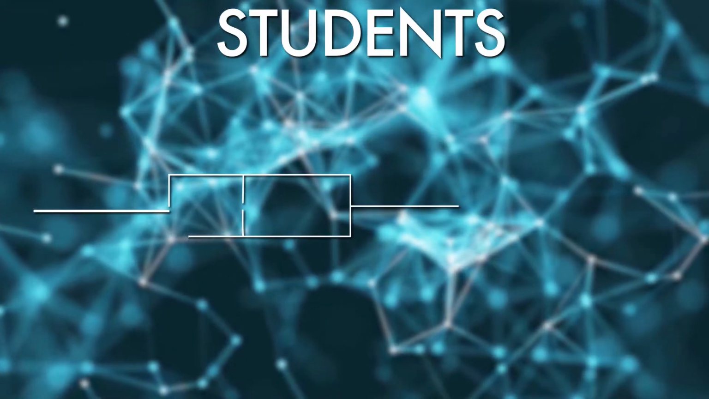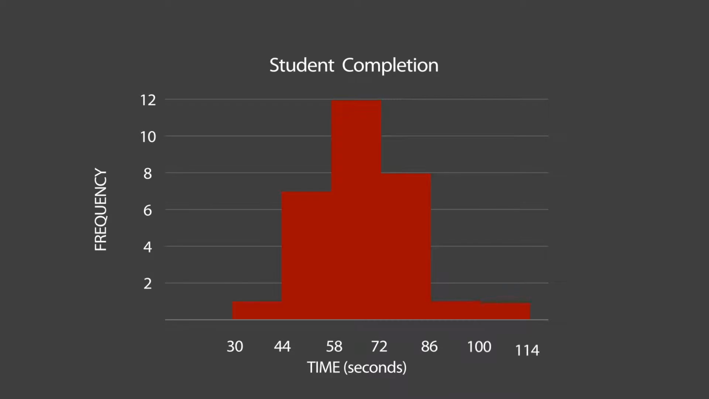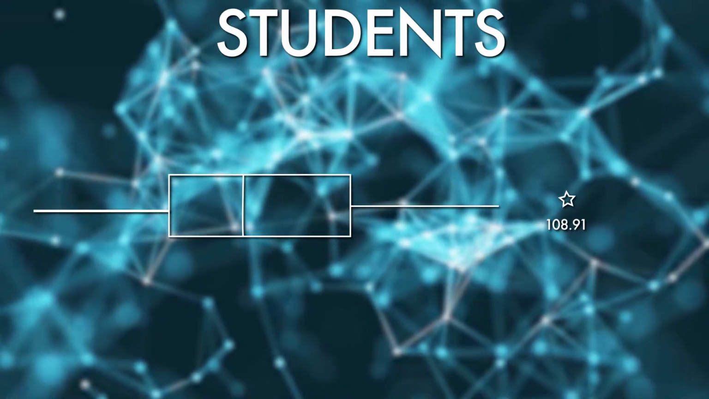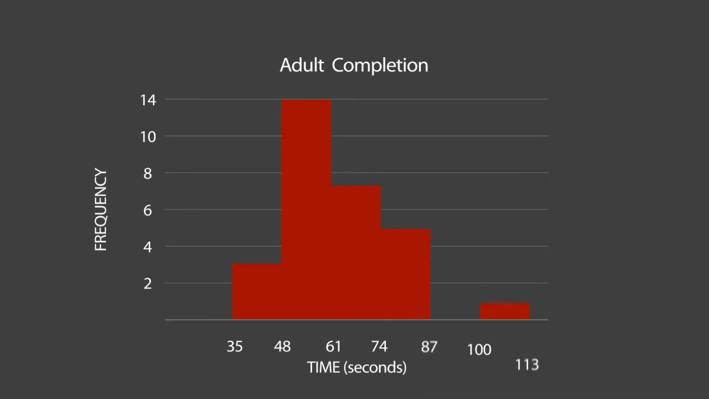For students, all 30 times fell within 38.27 and 108.91. The distribution of students' times was fairly symmetric, with an average of 62.23 seconds and standard deviation of 13.88 seconds. The slowest time of 108.91 seconds is also an outlier. Now that we've looked at the distributions on their own, let's compare the two. As we mentioned earlier, adults' distribution was skewed right, whereas students' times were fairly symmetric.